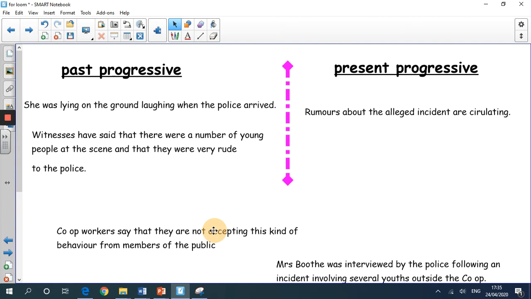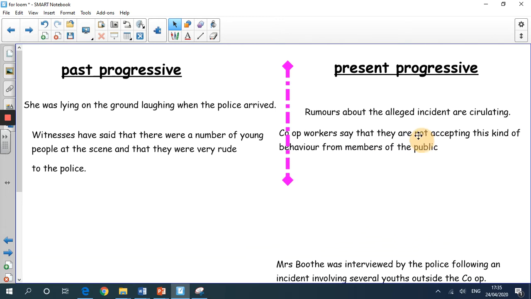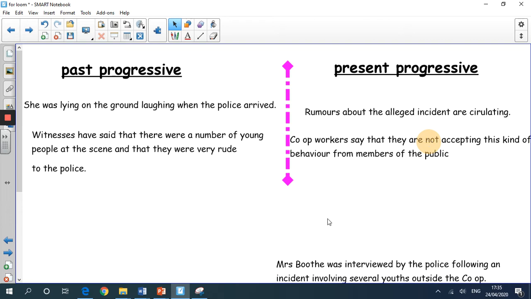That, they, are. So one of those is an auxiliary verb. It's not that, it's not they, because that is a pronoun. They is a pronoun. Are is it. So are accepting, because remember I'm forgetting about my not because it complicates matters. Are accepting. So that's present progressive again. Co-op workers say that they are not accepting this kind of behaviour from members of the public. Quite right too, Co-op, I agree with you.